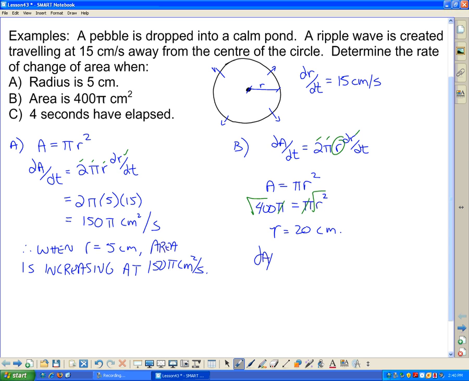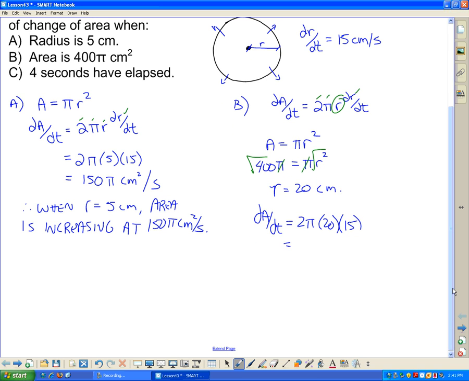So now I can determine the change in rate of area with respect to time, because r is now 20, and dr by dt is 15. So now we end up with 30 pi times 20, so that's 600 pi centimeters squared per second. So therefore area is increasing at 600 pi centimeters squared per second.